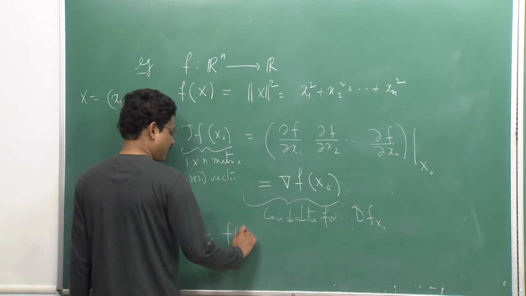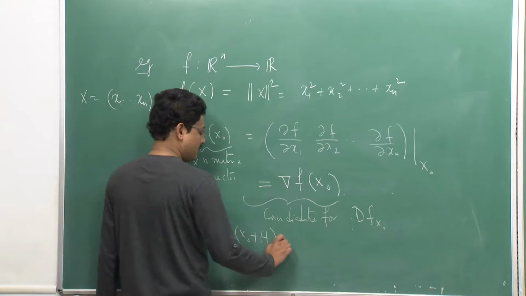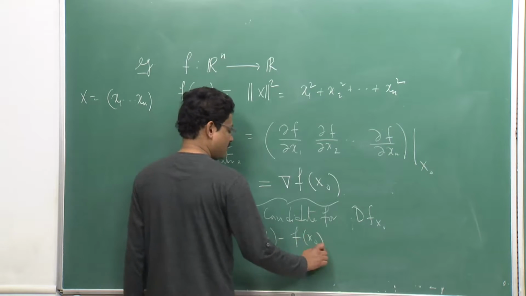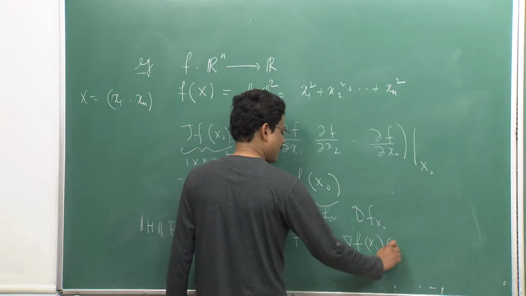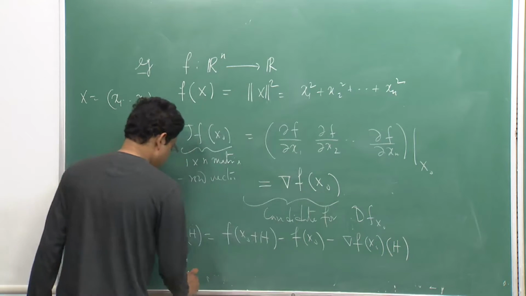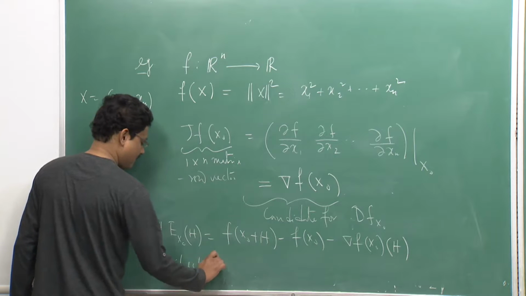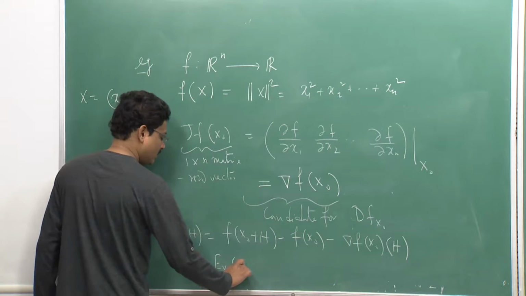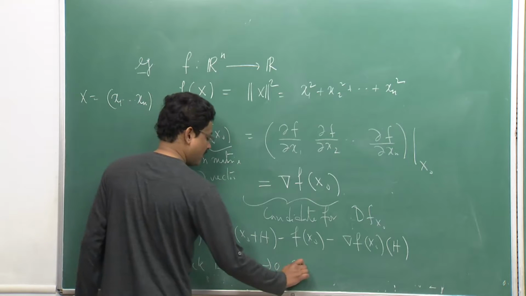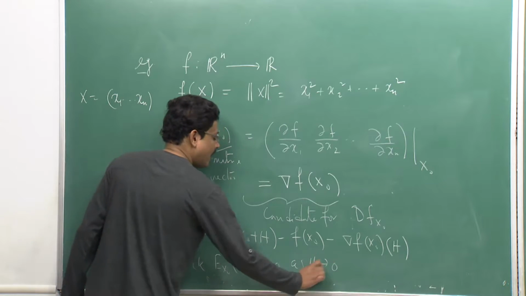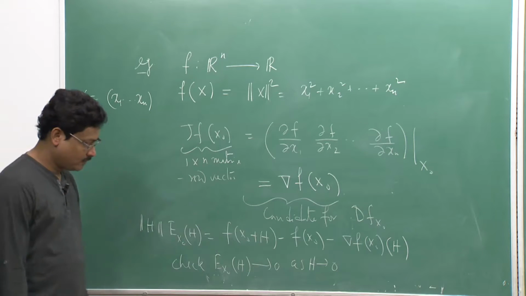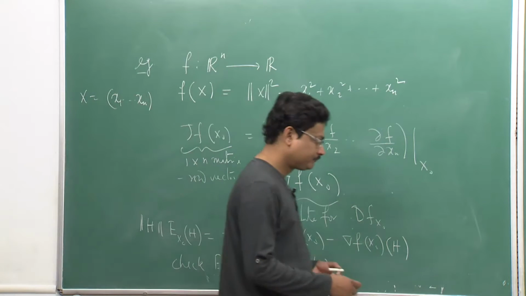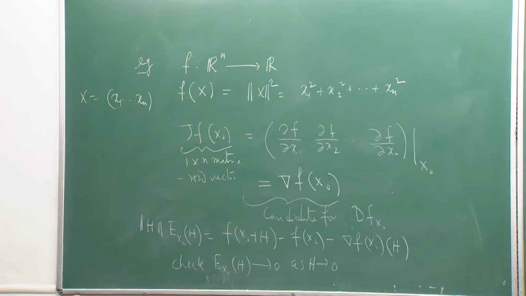and we have to check that E x naught h, equal to f of x naught plus h minus f of x naught minus grad f x naught at h, goes to 0 as h goes to 0. I leave the verification to you. So, write down everything and check it actually works, and with one word I will finish the lecture today.